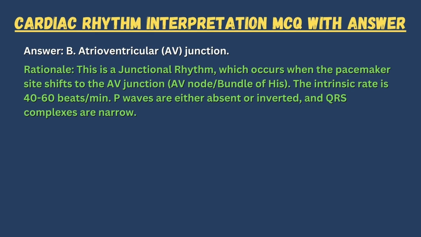Rationale: this is a junctional rhythm, which occurs when the pacemaker site shifts to the AV junction, AV node, or bundle of His. The intrinsic rate is 40 to 60 beats per minute. P waves are either absent or inverted, and QRS complexes are narrow.